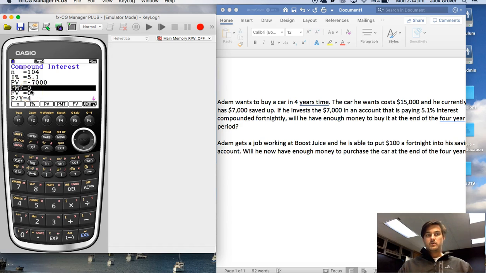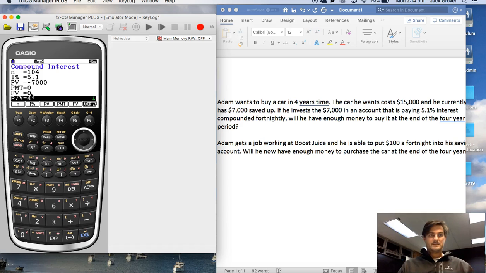And our payment figure, in this case, it's 0. If you are making regular payments into the same account that we're interested in for that particular question, that's where you will put a figure in here. The question doesn't say anything about Adam making regular payments, so we can leave that as 0. Future value is what we're going to have at the end of this time period that we're interested in. And we don't know that yet for this question, so we just leave it as 0.